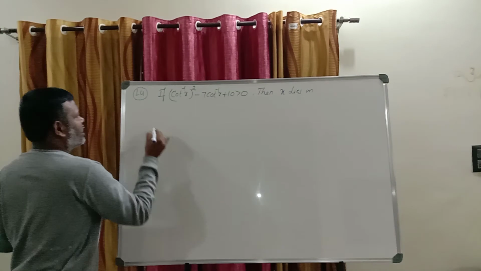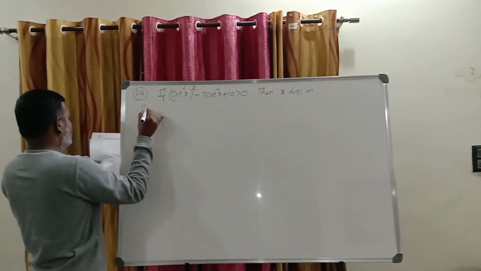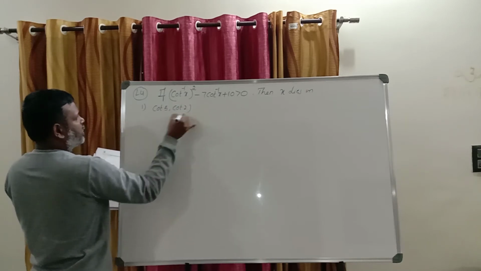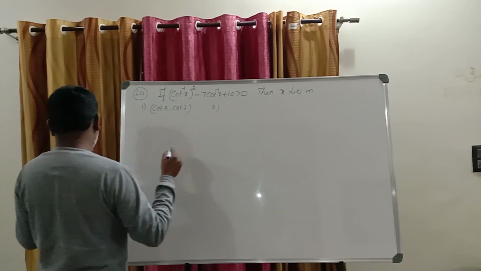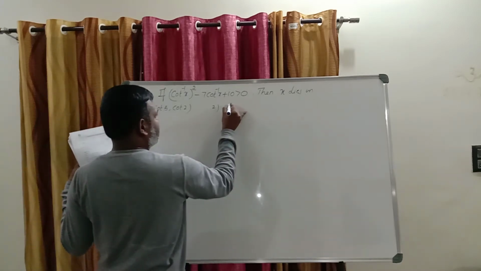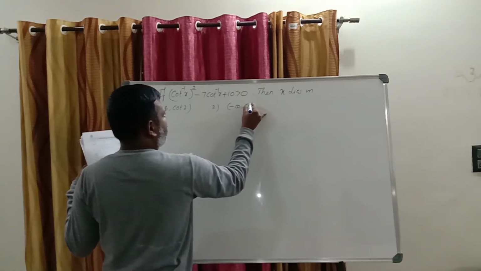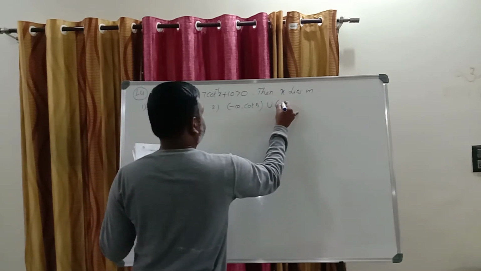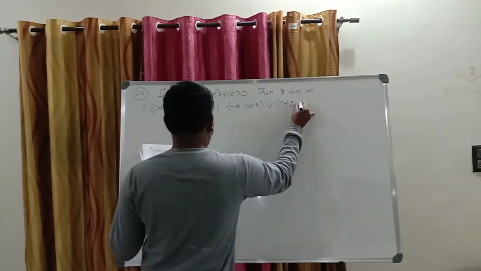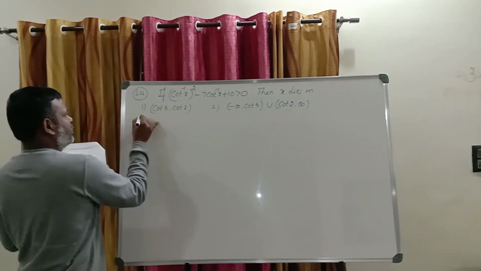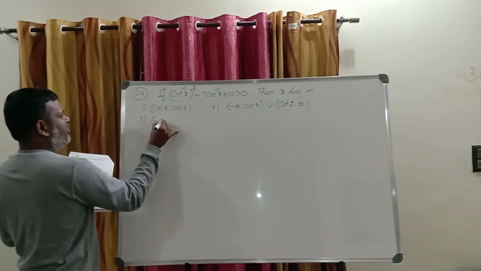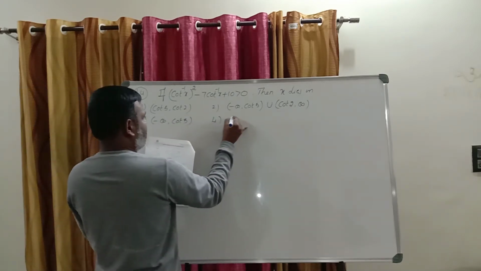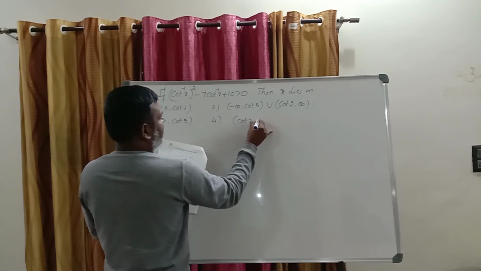Okay, the first option, understand it very neatly. First option is cot 5 comma cot 2. Second option is, that is an open interval. Next one is minus infinity comma cot 5 union cot 2 comma infinity. I will explain very simply. The third one here, minus infinity comma cot 5. So the fourth one is cot 2 comma infinity.